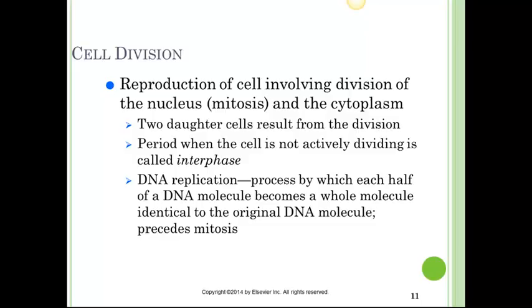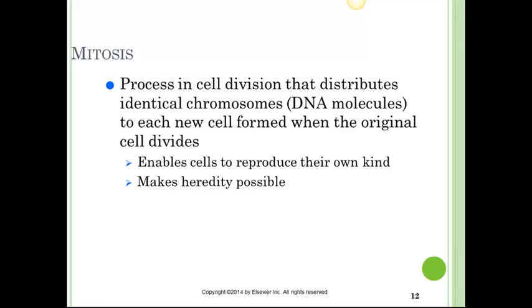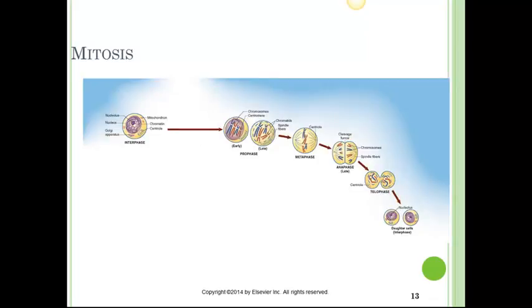There are 4 stages of cell division: prophase, metaphase, anaphase, and telophase. Mitosis is the process of cell division that distributes identical chromosomes or DNA molecules to each new cell formed when the original cell divides. It enables cells to reproduce their own kind, which makes heredity possible. So here's a picture of the phases of mitosis. Interphase is where the cell is not dividing. Prophase is the very first stage. Then we move to metaphase, anaphase, and then telophase, which is the final stage before the cell splits in two.